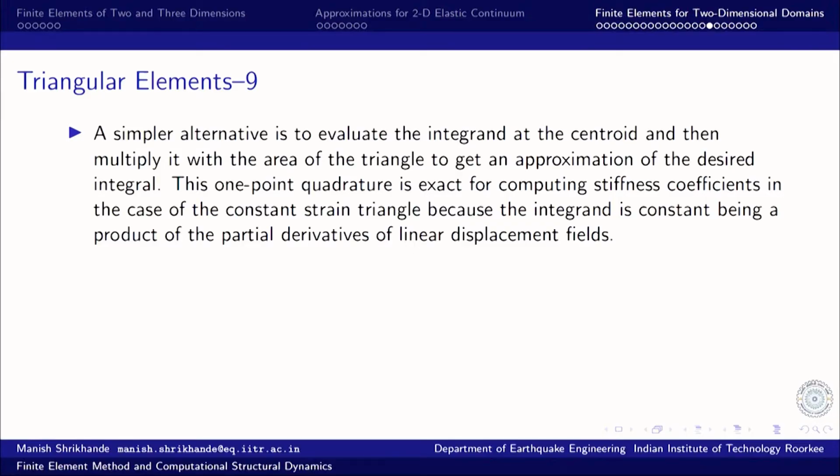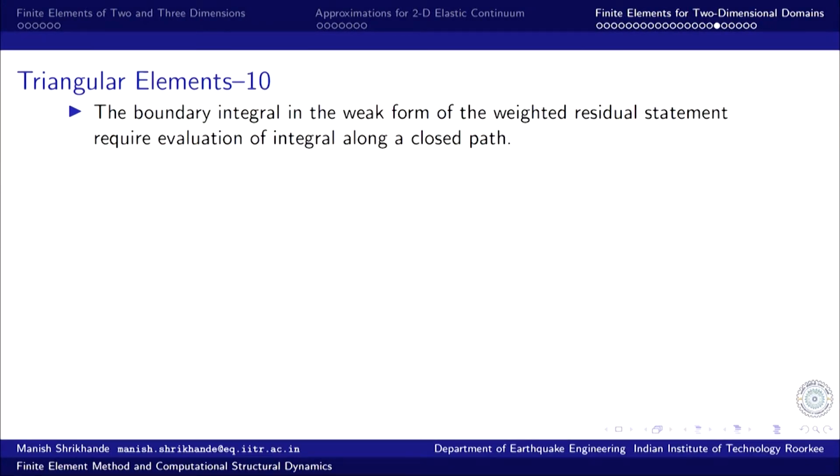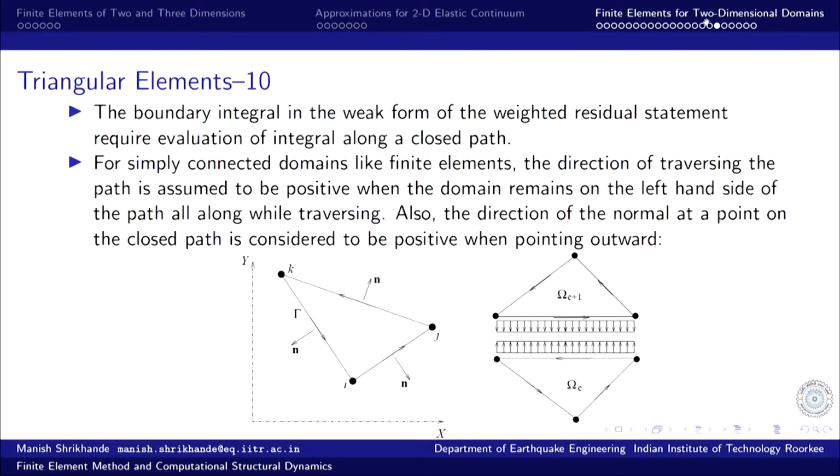Now, after taking care of the domain integral, there is still one boundary integral term that is left, that is still to be evaluated. So, how do we evaluate the boundary integral in the triangular geometry? In triangular geometry, the boundary will of course be a straight line, and it is to be evaluated along the closed path. So, this is the boundary integral that is to be evaluated in the closed path.